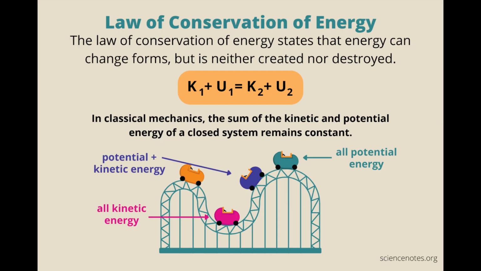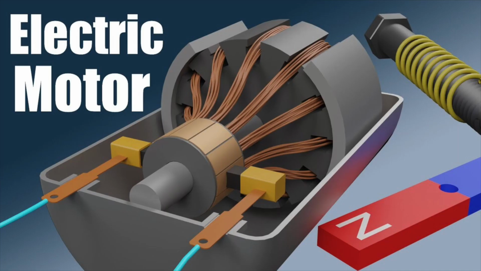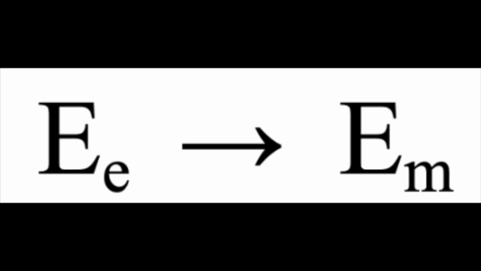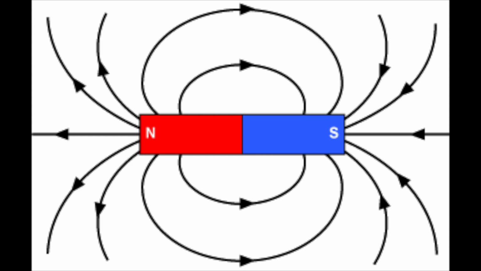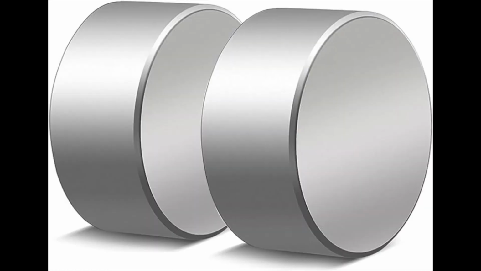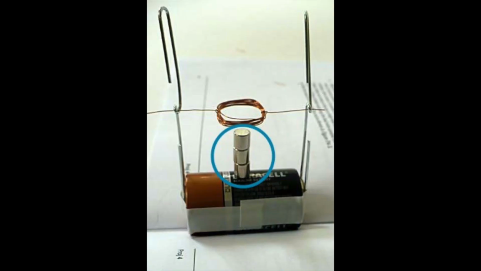The law of conservation of energy states that energy can't be destroyed nor created. In a motor, the spinning motion is caused by the electrical energy being converted into mechanical energy. Current passing through the copper coil creates a magnetic field. The neodymium magnet is placed directly under the coil.